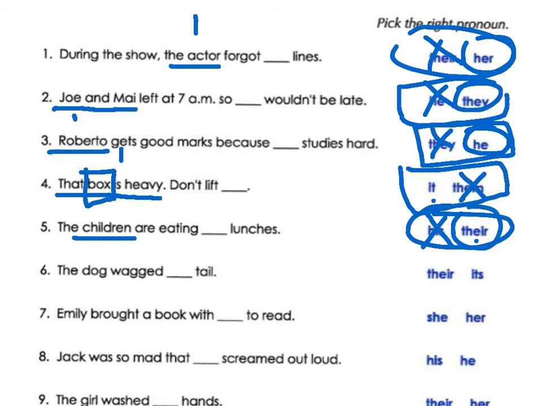Number 6, the dog wagged blank tail. Dog is the noun. We don't really care so much in grammar if it's a boy dog or a girl dog. We tend to think of dogs in grammar as its. And it's a single noun, so the dog wagged blank tail. It can only be its because it is not multiple dogs, it is just one dog.